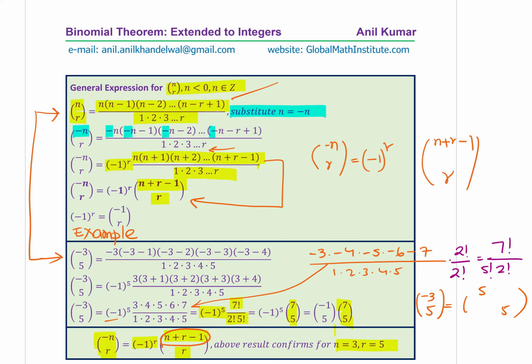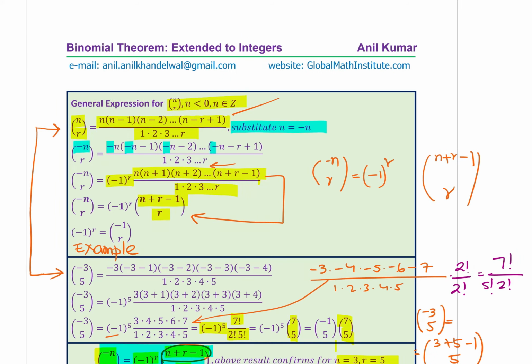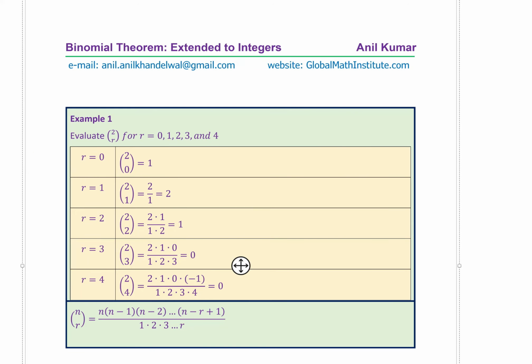Correct? So let me rewrite this here just to use the space properly. So we get this as 3 plus 5, which is 8, minus 1 is 7, and you could use the formula and get the result directly also, as may be required in many questions. So that becomes a standard formula for you, correct? So remember to use this particular formula if required to solve many questions, especially when a negative integer is being used for n. Now let's take examples now to really understand what we have done so far.